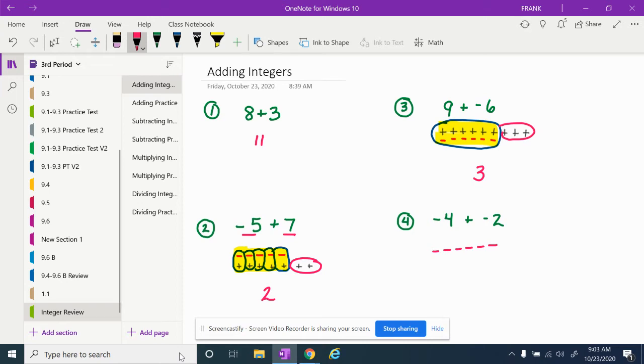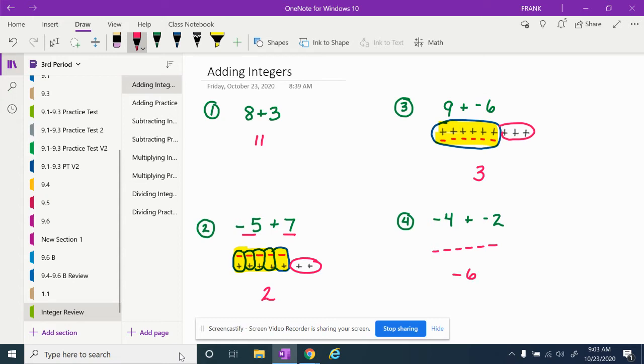So notice by adding 2 more negatives, there are no positives. A lot of people confuse this and say, well, a negative plus a negative is a positive. No, that only works for multiplication. So you have to understand which rules work for which operation. So if I have -4 plus -2, they are only negatives, and so my final answer would have to be a -6.